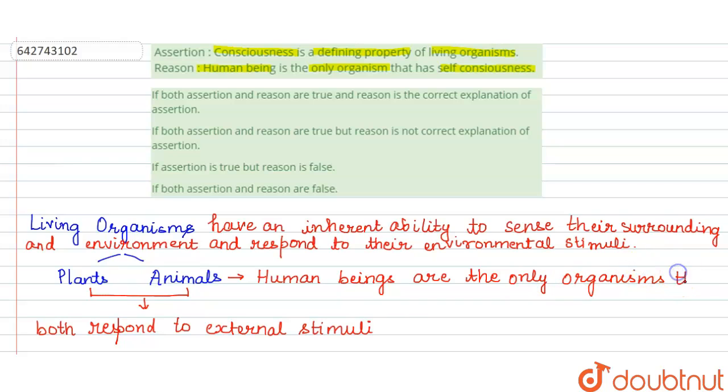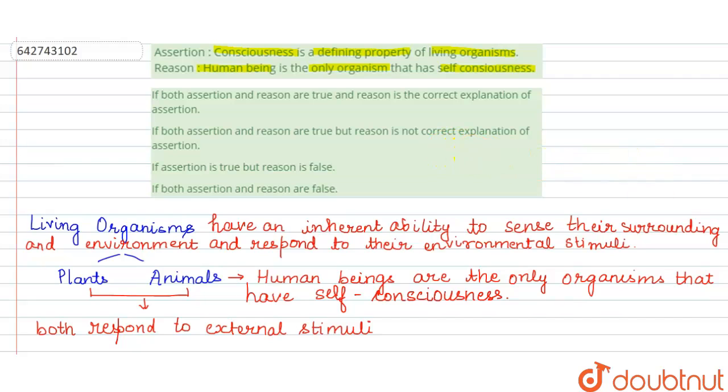So human beings are the only organisms that have self-consciousness, that is awareness about one's own self, right? So here we can see that both the statements are correct, but the statement that consciousness is a defining property of living organisms is just not explained by the reason statement, that human being is the only organism that has self-consciousness, though both of them are correct.